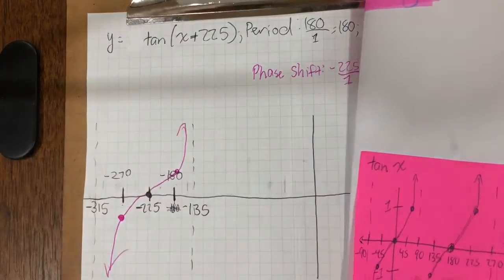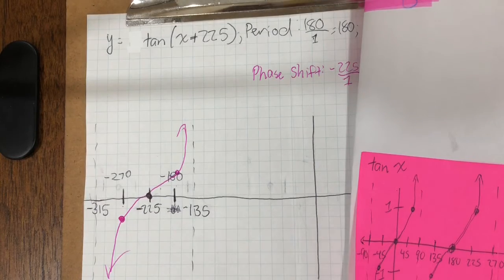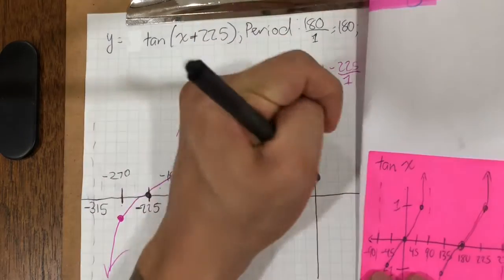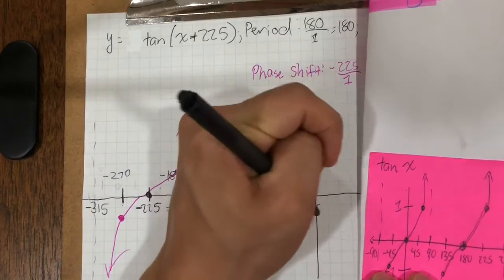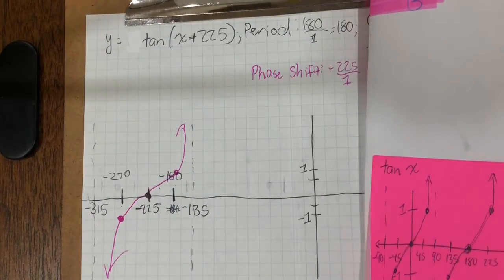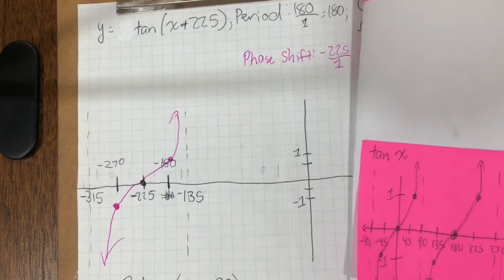There's my first graph. All right, moving on. So let me label the y-axis. All right, so moving on. Now we've got to get our second graph.